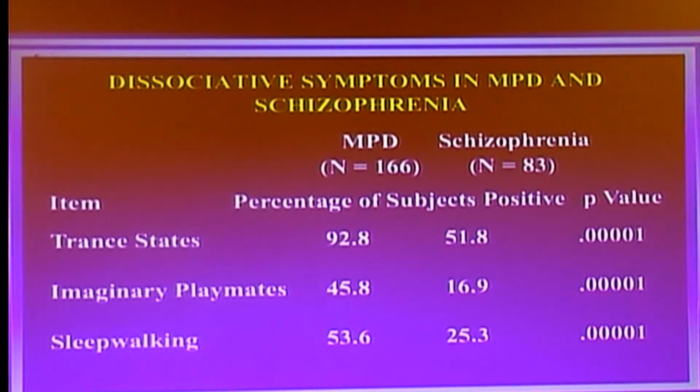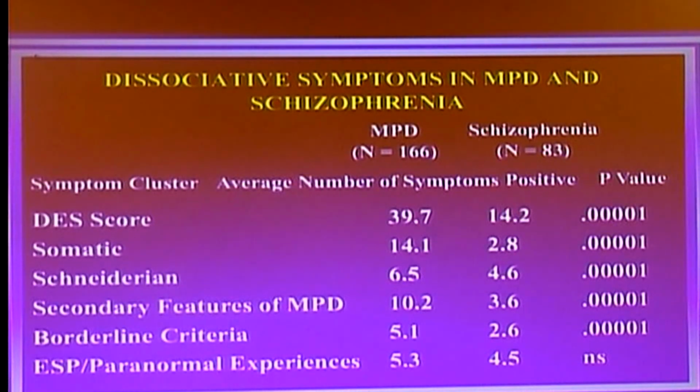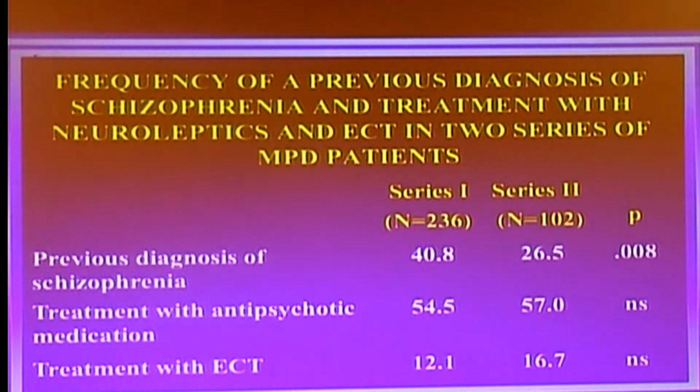So just more things. The DID people have more trance states, imaginary playmates, sleepwalking, all of which are dissociative in nature. They score much higher on the DES, much higher on the somatic symptoms. They have more symptoms of schizophrenia, more secondary features, more borderline, more SP. Same pattern, just going on and on and on.